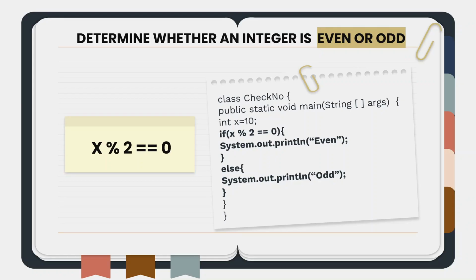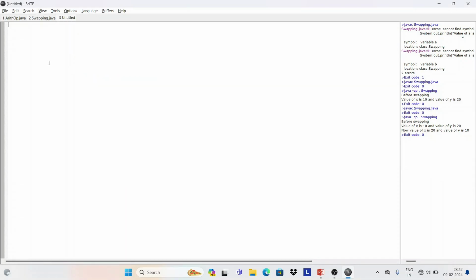Now we will see one of the easiest programs, to determine whether an integer is even or odd. Here you can use the modulus operator to check if the number is divisible by 2, and if the remainder is 0, then we will print the number is even. Otherwise we will print the number is odd, using an if condition. We will see the coding.